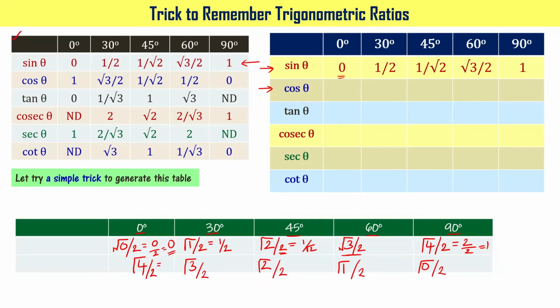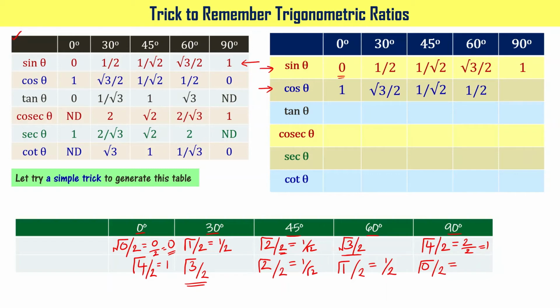Right, square root of 4 divided by 2 is 2 by 2, that is equal to 1, right? Let's write cos 0 degrees equal to 1. Root 3 by 2 can be written as is, so cos 30 degrees is equal to root 3 by 2. And square root of 2 divided by 2 is 1 by root 2. That's why cos 45 degrees is 1 by root 2. Now you have for 60 degrees square root of 1 divided by 2, that is 1 divided by 2. That's why cos 60 degrees is going to be 1 by 2.